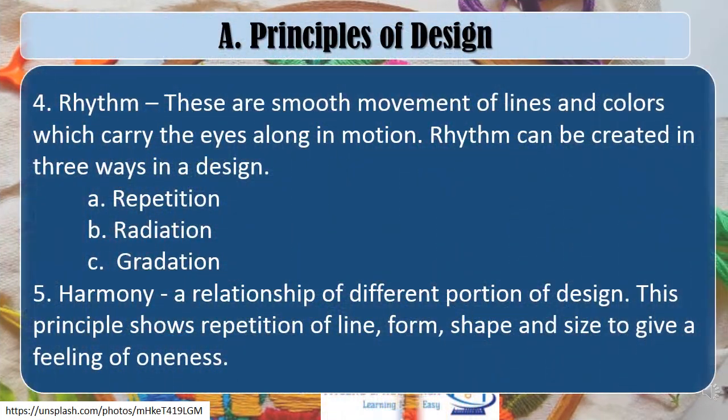Number 4 is the rhythm. These are smooth movement of lines and colors which carry the eyes along in motion. Rhythm can be created in 3 ways in a design. First is the repetition, second radiation, and third is gradation.